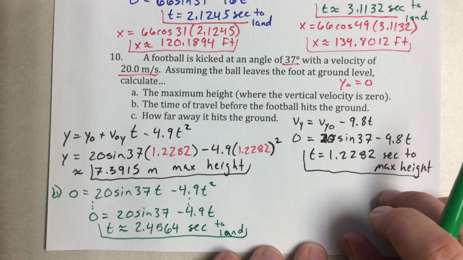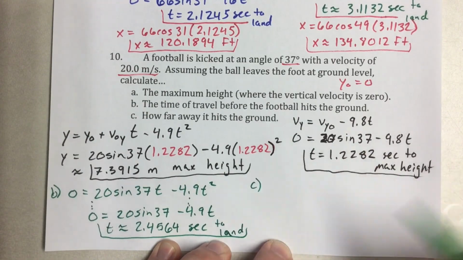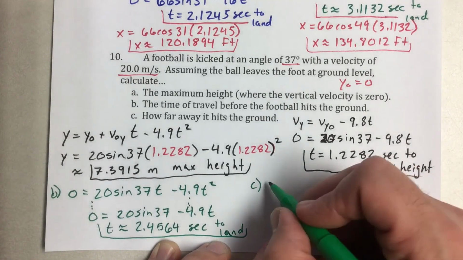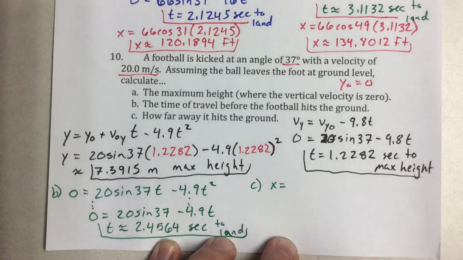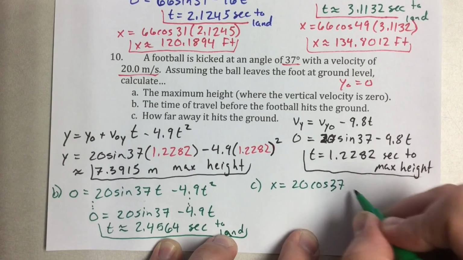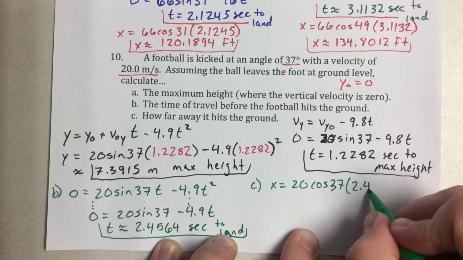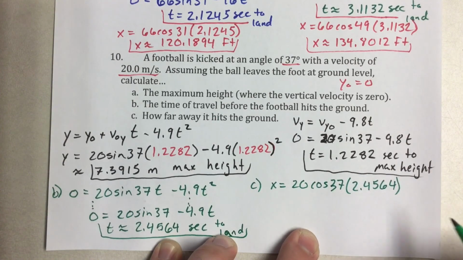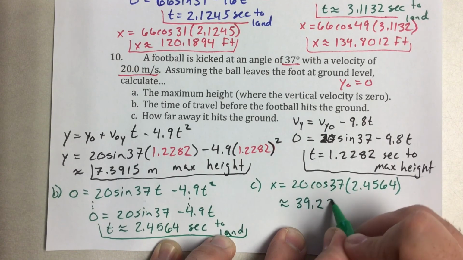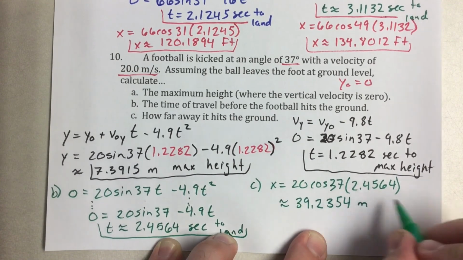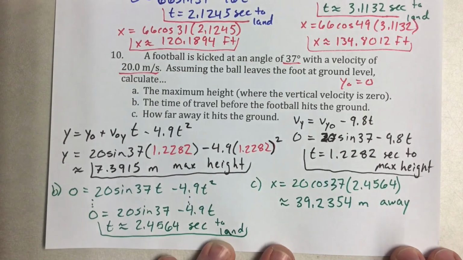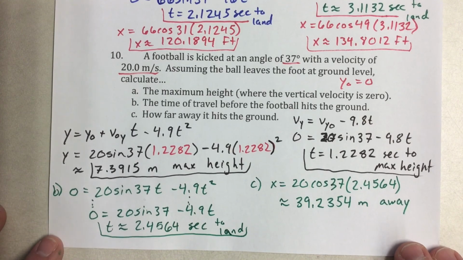And how far away does it hit the ground? So in part C, we now use a horizontal equation with the time that we got to do this. So x equals, we need the horizontal component, which is 20 cosine of our angle multiplied by the time to land. And when we evaluate that, we get approximately 39.2354, and we say meters away. It lands roughly 40 meters away from where it is kicked.